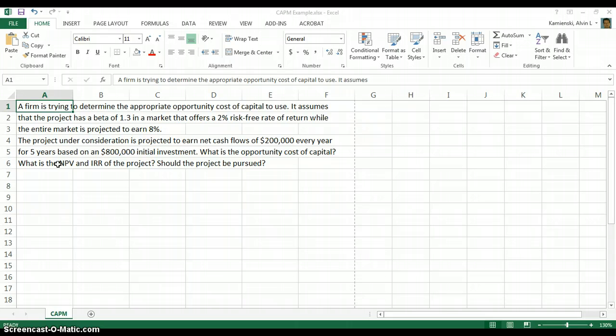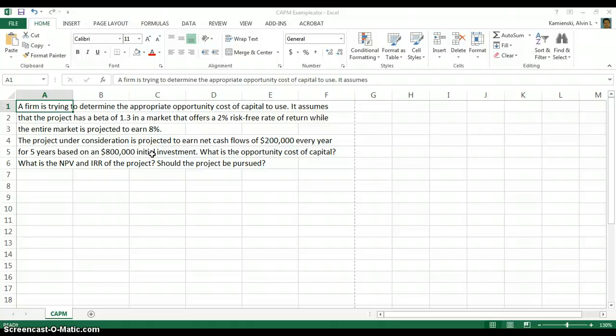So, we see that our problem says a firm is trying to determine what its appropriate opportunity cost is, assuming a beta of 1.3 and a risk-free rate of 2% when the entire market is expected to earn 8%. The project should net $200,000 every year for 5 years based on an $800,000 initial investment. So the questions are, what is the opportunity cost of capital? What are the project's IRR and NPV? And should the project be pursued or not?